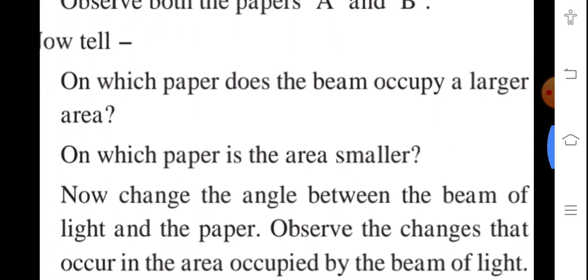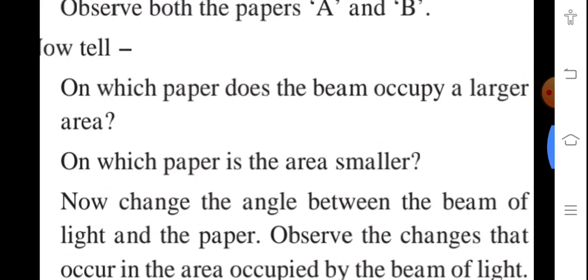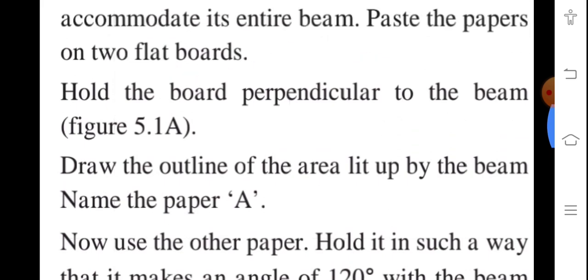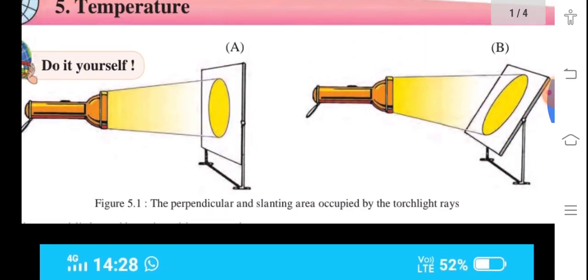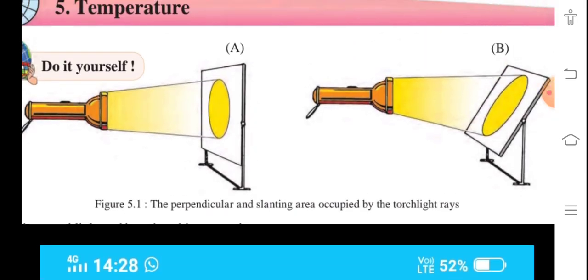Now tell, on which paper does the beam occupy a large area? You saw the figure. In that figure, the first question is given. Now we are going to see the figure once again. Now look carefully at this figure. The question is given: on which paper does the beam occupy a large area?